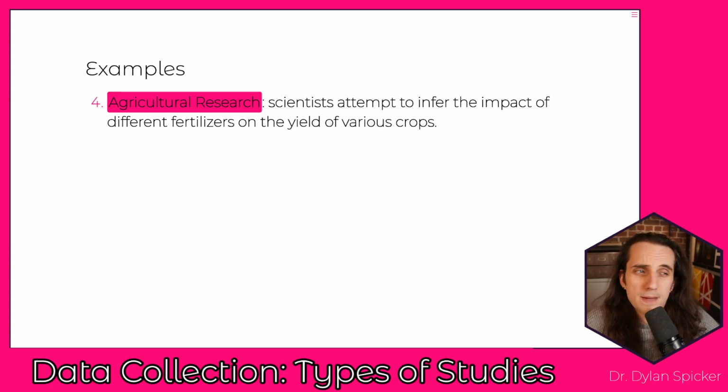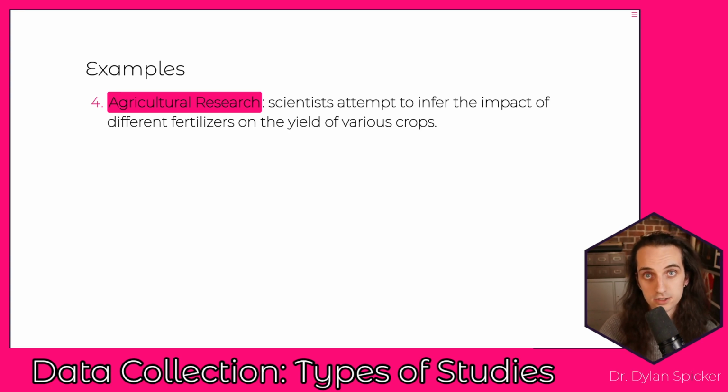You can think about doing some agricultural research, right? So scientists are attempting to infer how different types of fertilizers are going to impact the yield of a variety of crops, right? And so thinking about how you would actually design this study. In this study, the scientists are probably specifically applying fertilizers to different crops or to different fields, and then seeing how does that impact the yield, right?